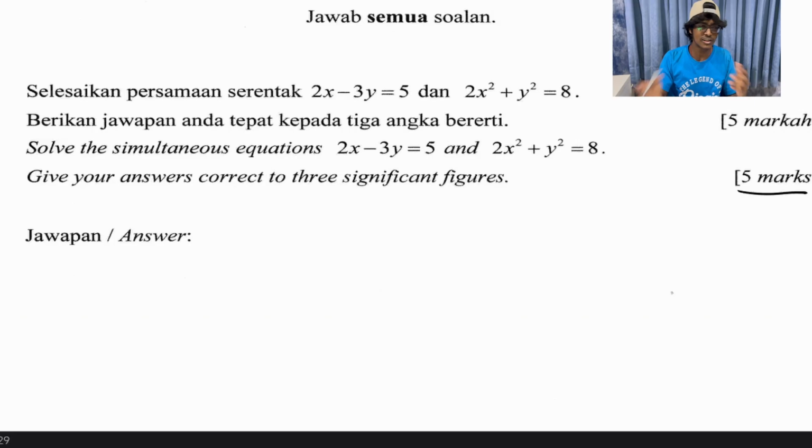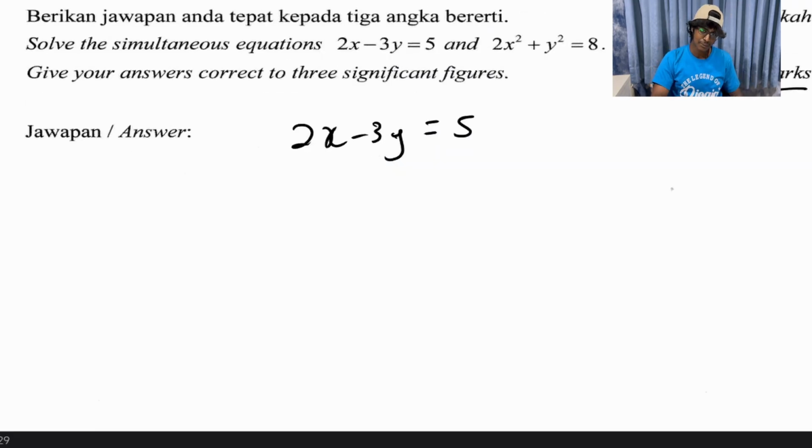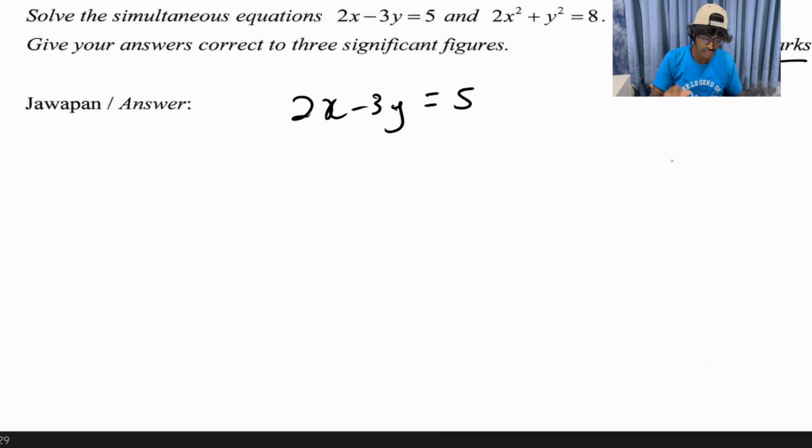The first part is usually a very easy part. Okay, so let's get right into it. They say here 2x minus 3y equals 5. The first step here is basically you just have to find one of them. And when you find one of them, you can substitute it into the other equation and you can find the values lah. Okay, so let's get into it.